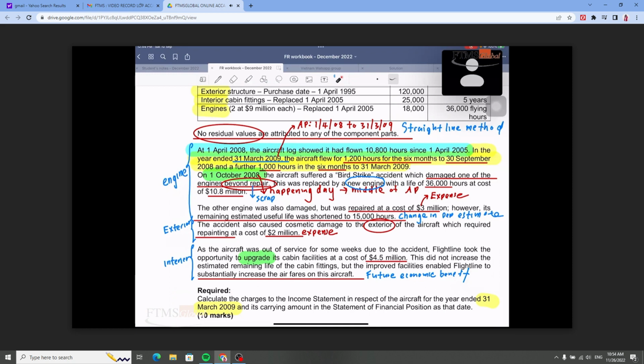Which one is the easiest? I hope nobody chooses engine. Engine is definitely the hardest, right? So this one I will do last, confirm. Okay, in the exam always do the easiest one first. In this case, I think I will choose this one, exterior.